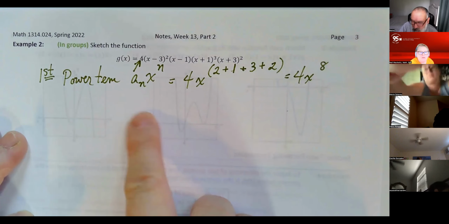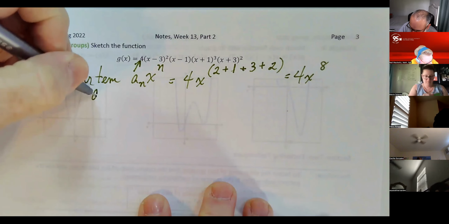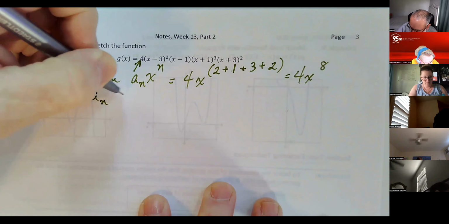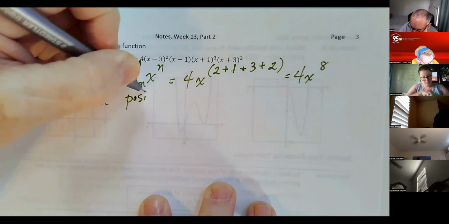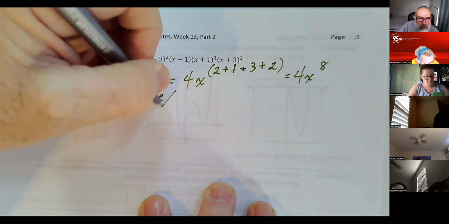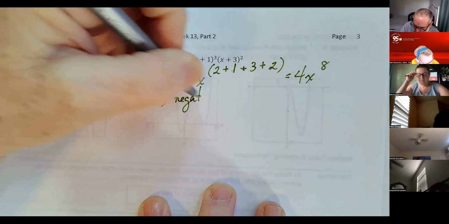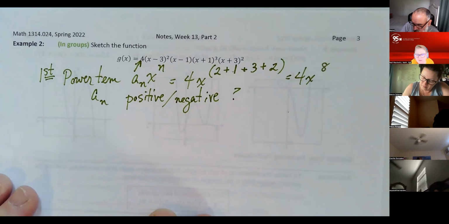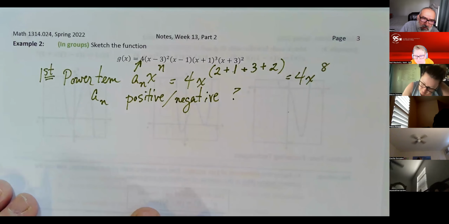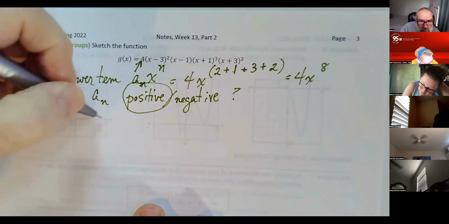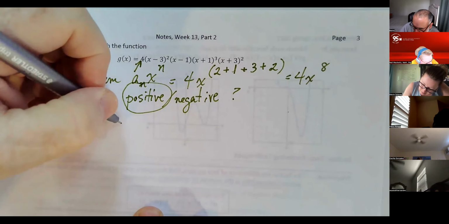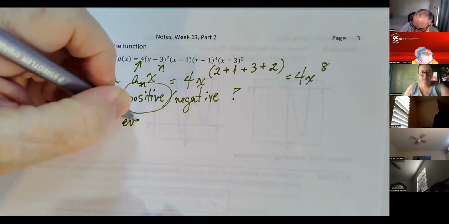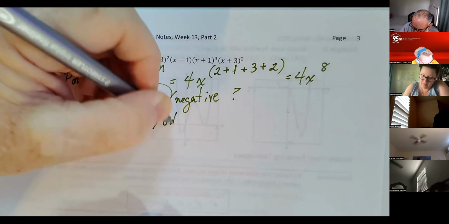All we care about with a sub n is, is it positive or negative? Well, what about this particular a sub n? Positive. Good. All we care about with n is, is it even or odd?